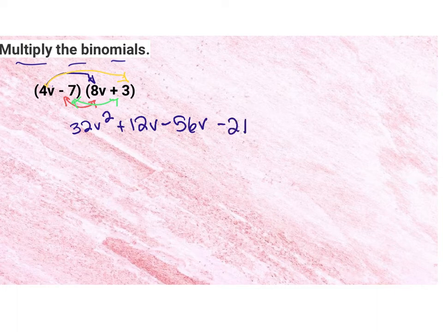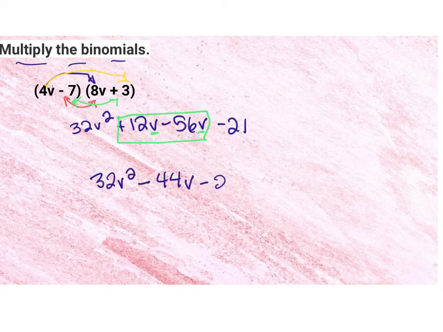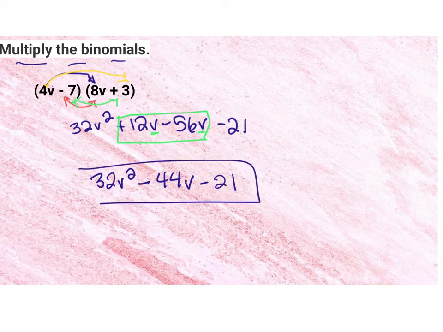Then once we get to this step, we are going to combine like terms, which will only be our v's right here. So our final answer will be 32v squared minus 44v minus 21. Doing that very carefully.